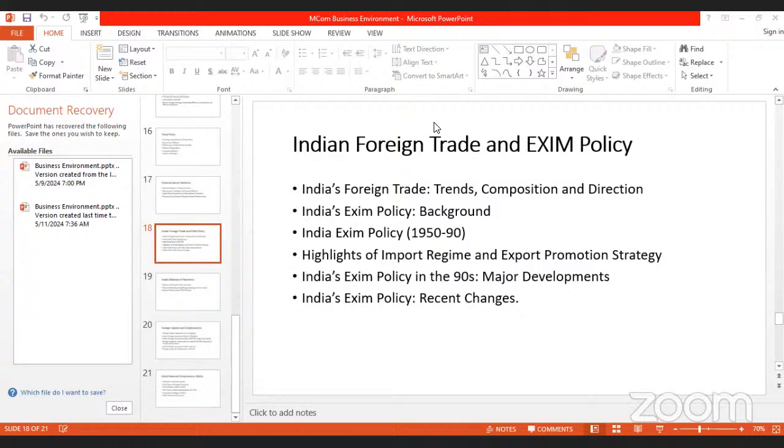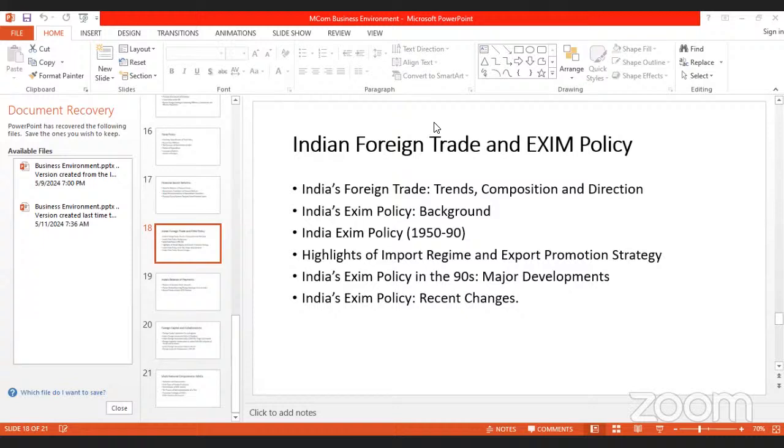Then there was ease of doing business by simplification of the processes. Next, there was a new foreign trade policy, which was based on the self-reliance concept, that is Atmanirbhar Bharat. And there is an export incentives scheme, which has replaced the previous scheme, that is MEIS. And also trade agreements were being revised. So these are the recent changes being made in foreign trade policy.